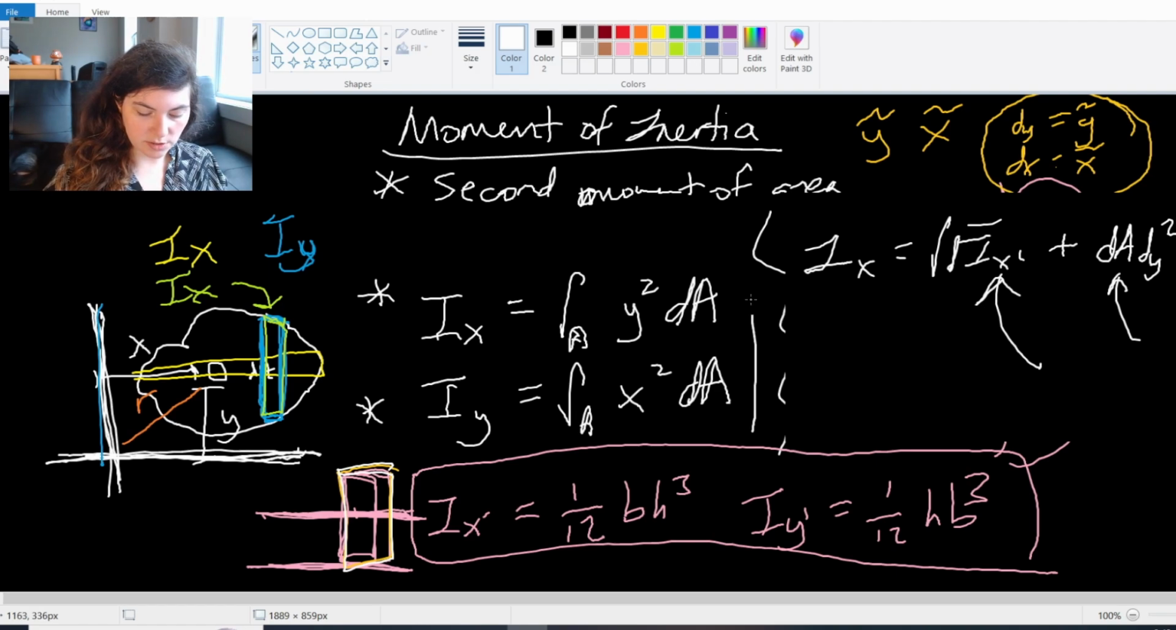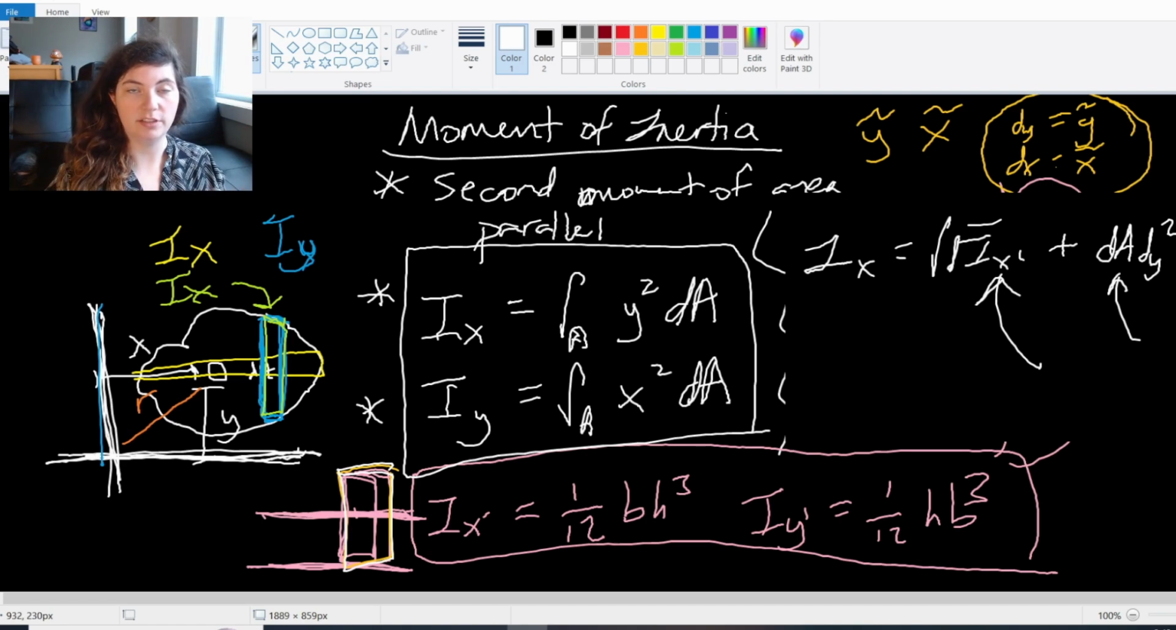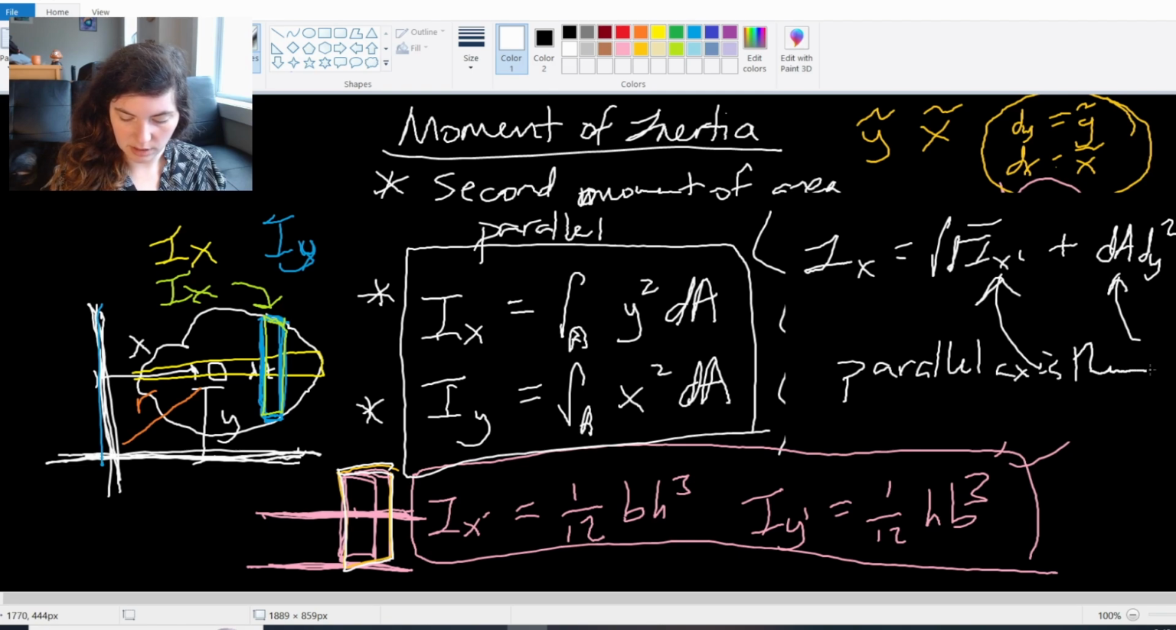So again, we can use these basic integrations whenever we are taking differential slices parallel to the axis of interest. And our problems are going to tell us our axis of interest. And almost counterintuitively, we use the parallel axis theorem anytime the differential slice is perpendicular.